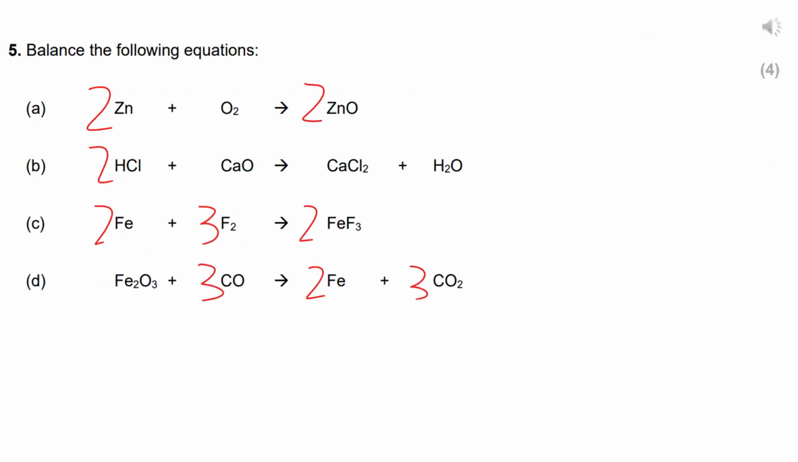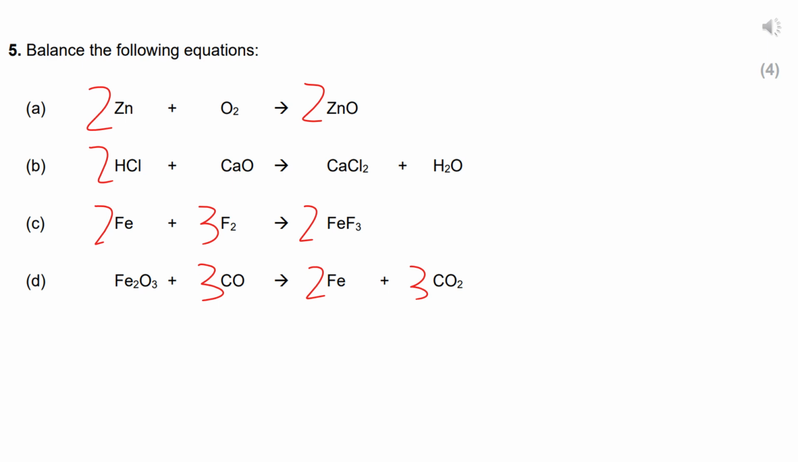Okay, so question 5 is on balancing equations. As I said in lessons before, any multiples or fractions are absolutely fine. So it doesn't matter if you've got exactly the right answer, as long as they're in the correct ratio, that's absolutely fine. So for 5a, I've got zinc reacting with oxygen to make zinc oxide. I've balanced that by putting a 2 in front of the zinc atoms and a 2 in front of the zinc oxide, which balances the number of zinc and oxygen on both sides of that equation.